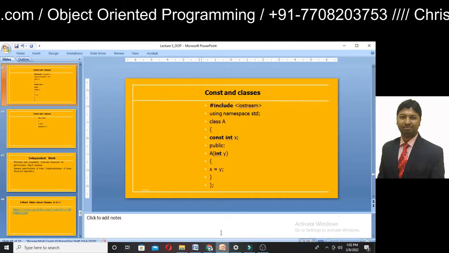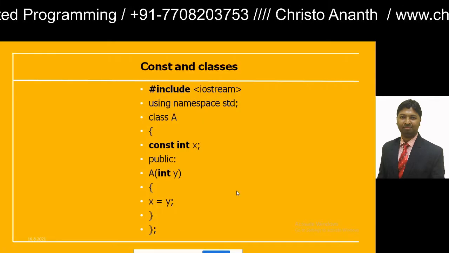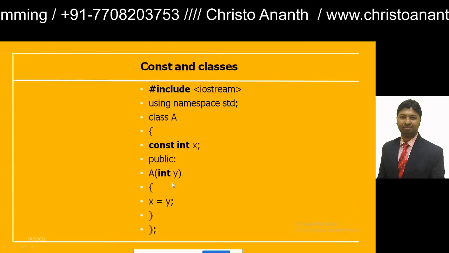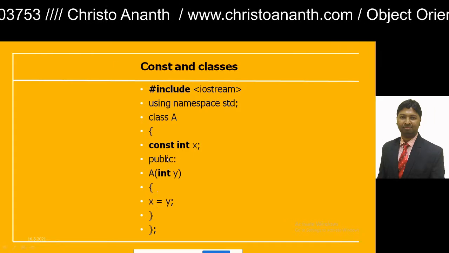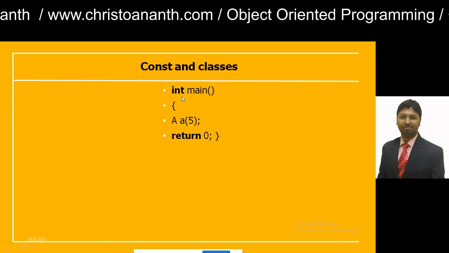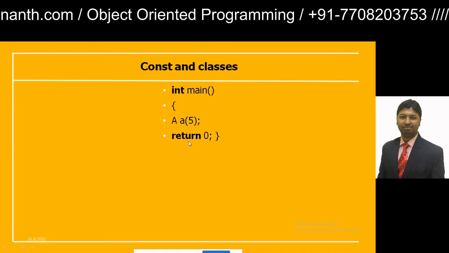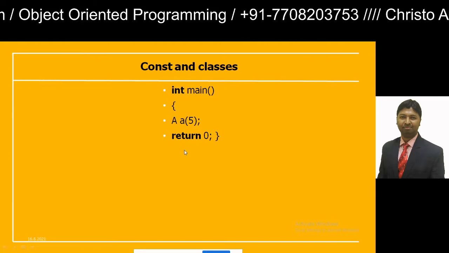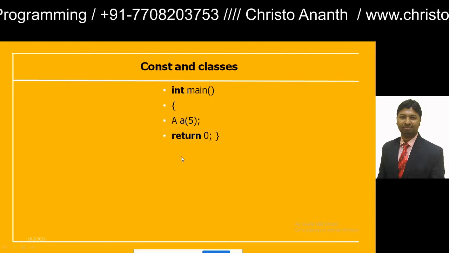Here you go with the public variable, A, now int y. Here you pass x equal to y and close it. Finally, in the main function you have a of 5, and then you return 0. So this is the implementation of const and classes in C++.